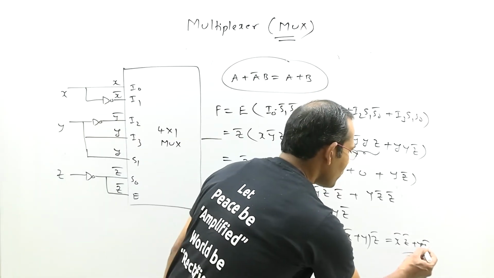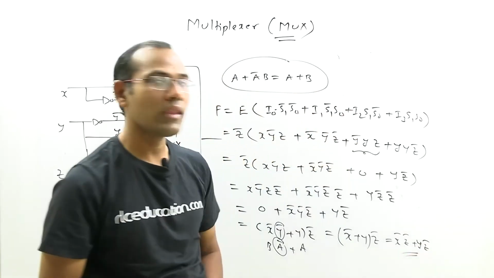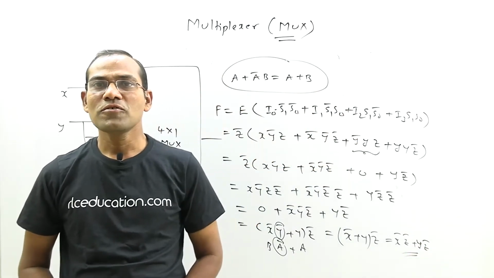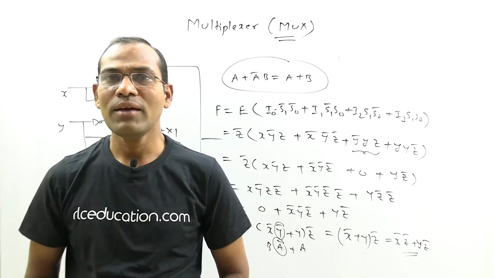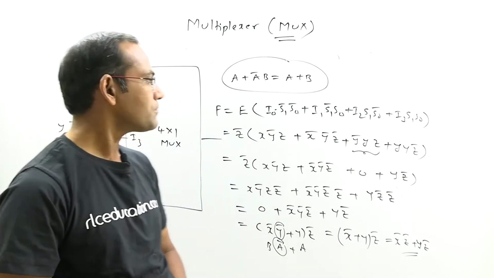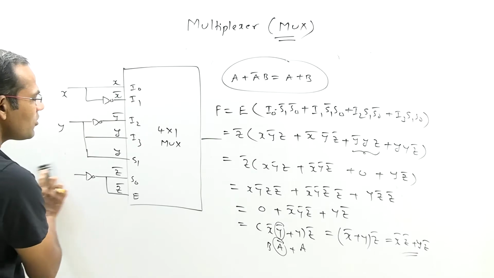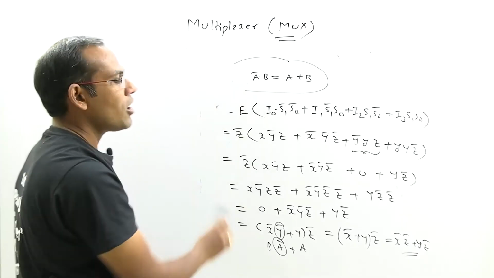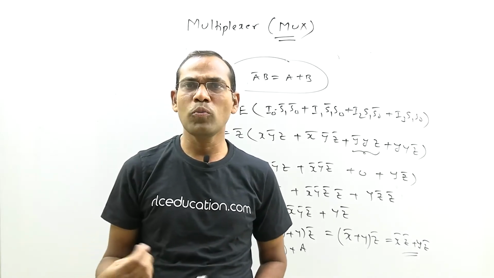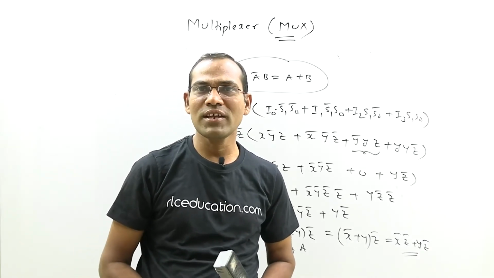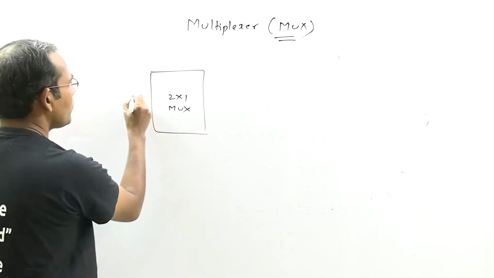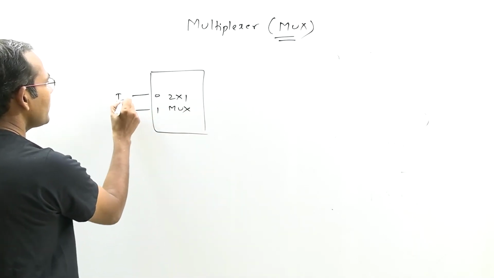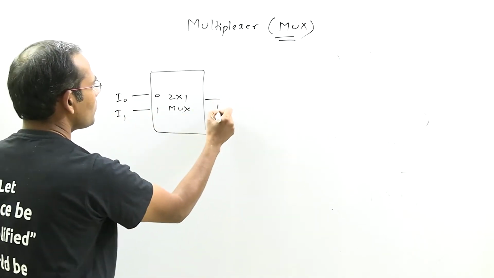Like this we can minimize. Like this we have to solve the problems whenever an enable terminal is there. That's about the 4x1 multiplexer. Now I will discuss the 2x1 multiplexer, only 2 inputs and 1 output.